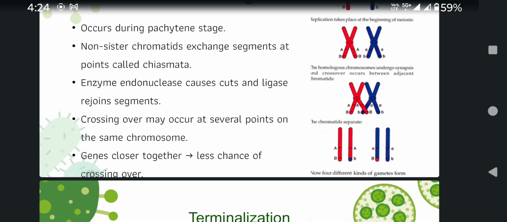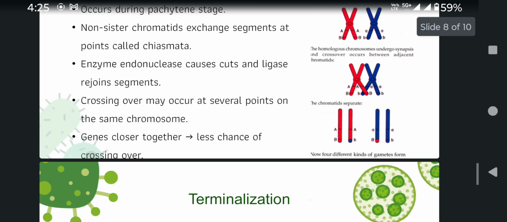These chromatids are the parts of two different homologous chromosomes, and the enzyme that causes cutting, that acts as a scissor, is named the endonuclease enzyme. The enzyme which helps in the joining of these segments is the ligase enzyme. So crossing over may occur at several points, but generally it occurs at one or two points.